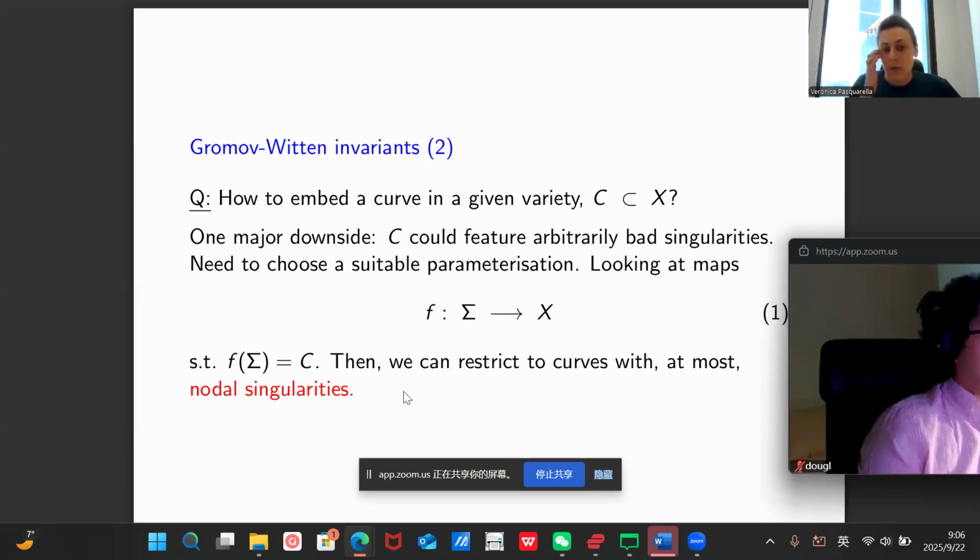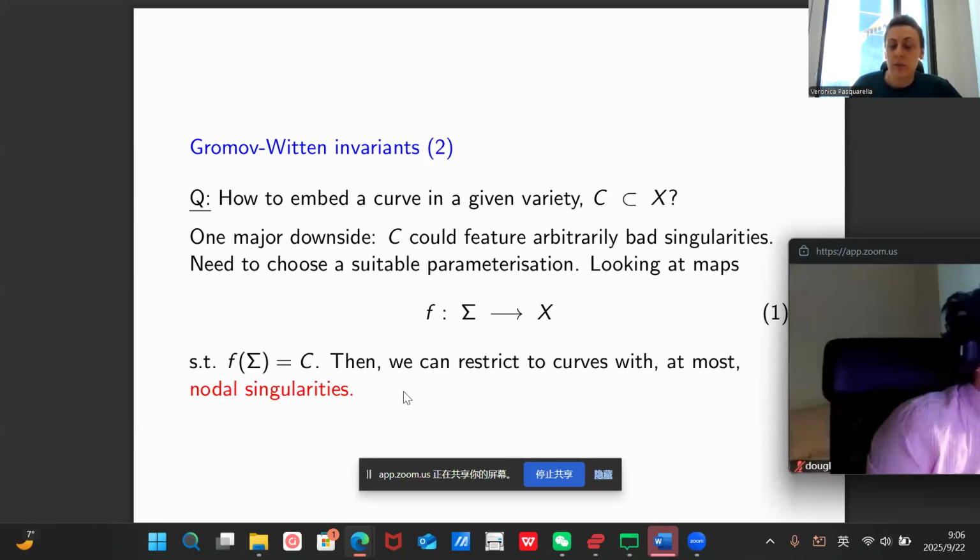In particular, we want to restrict the analysis in the case of nodal singularities. Now, where the curve has nodal singularities at most, which means that is the worst possible scenario that we want to consider, because in principle there could be much stronger conditions to impose, but for the time being, this is what we are going to focus on.